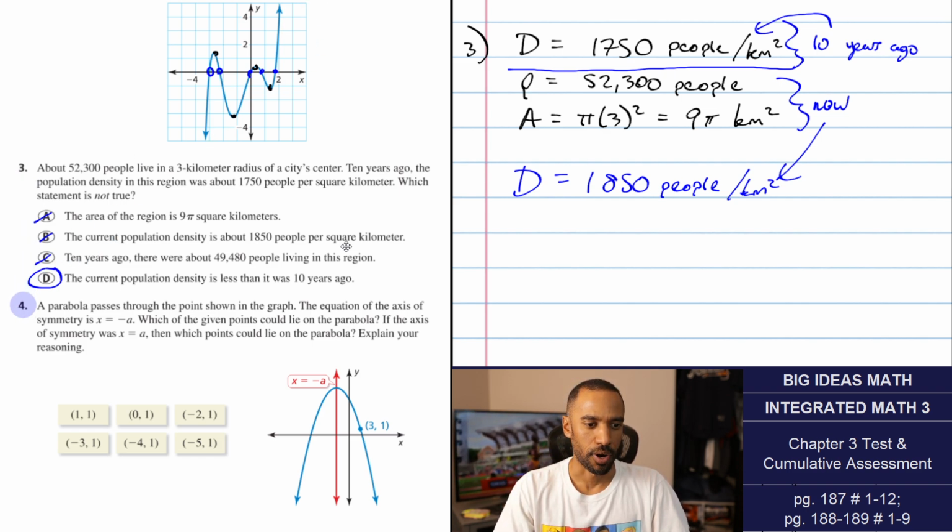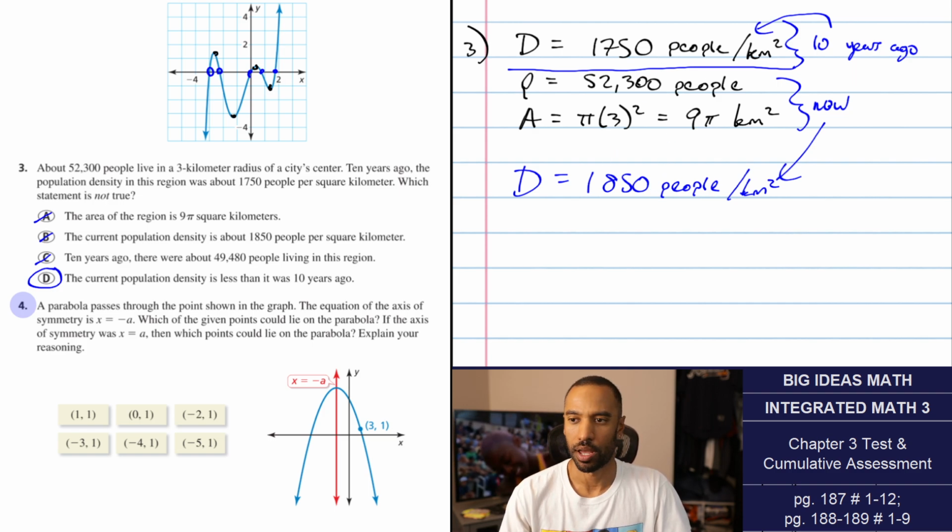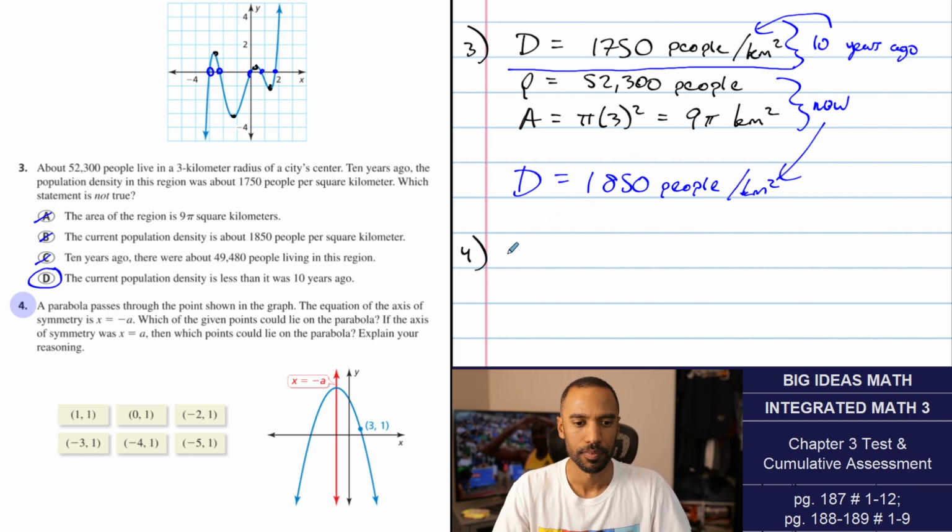Okay, number 4. A parabola passes through the point shown on the graph, 3, 1. It passes through 3, 1. The equation of the axis of symmetry is x equals negative a. Which of the given points could lie in the parabola? That's one question. If the axis of symmetry was x equals a, then which points could lie in the parabola? That's another question. Explain your reasoning.